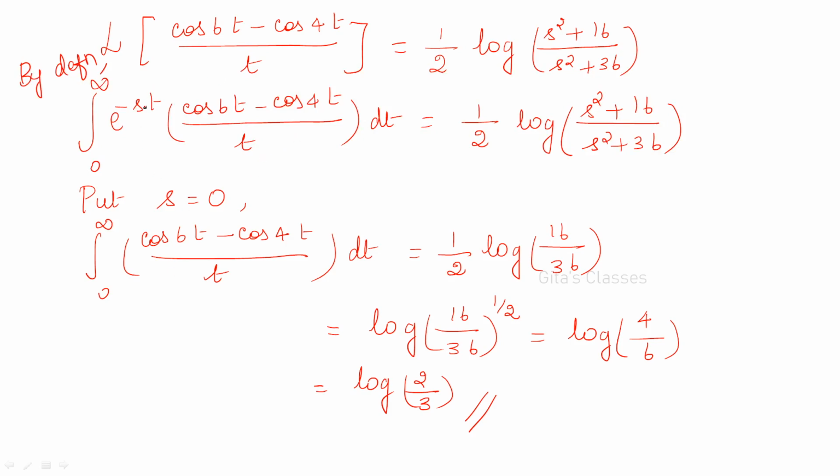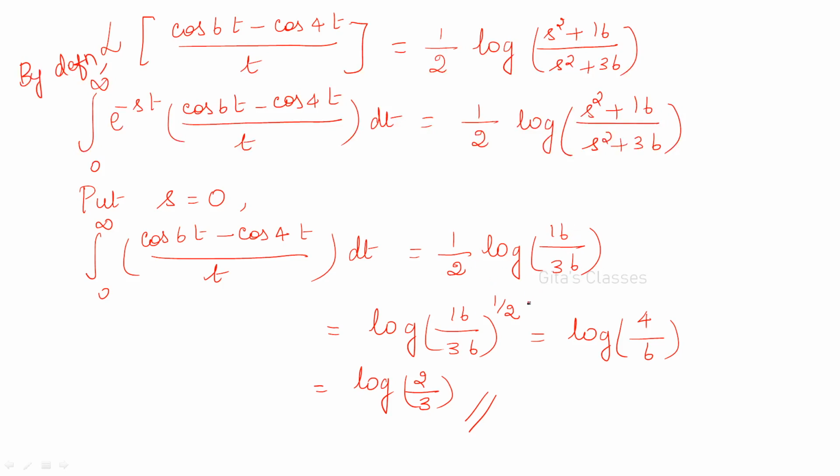So if you substitute 0 in the place of s, this will become 1. So we can get the required integral. Okay, so integral 0 to infinity (cos 6t minus cos 4t) by t dt is equal to 1 by 2 into, substitute s is equal to 0. So this will become log of 16 by 36.